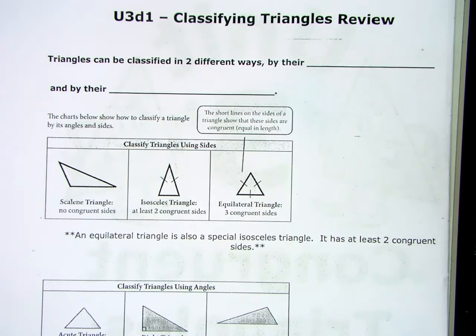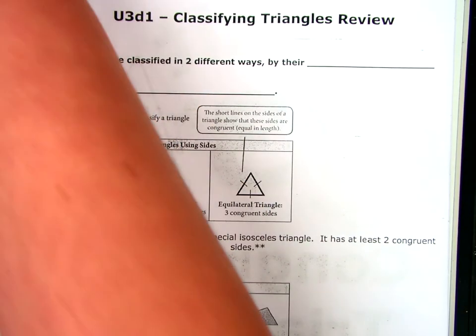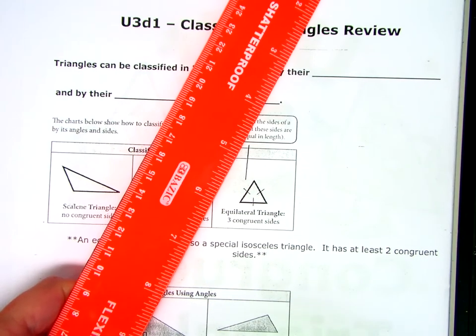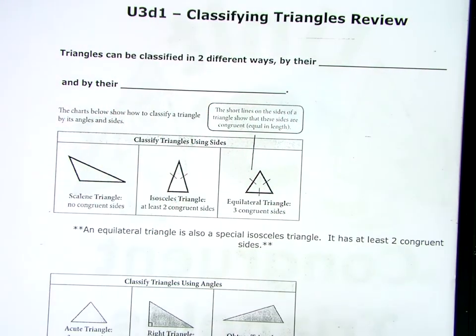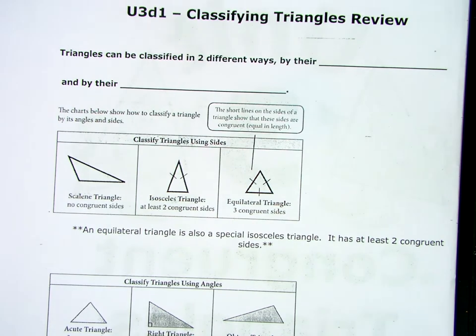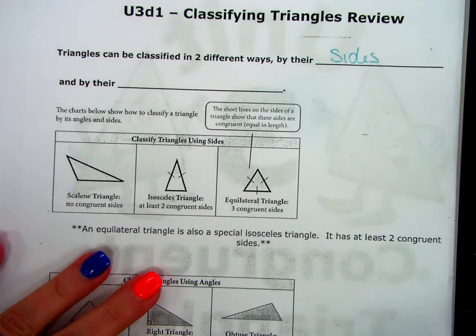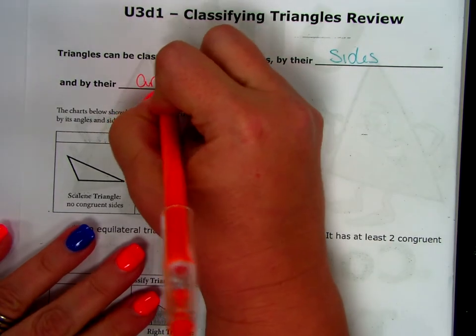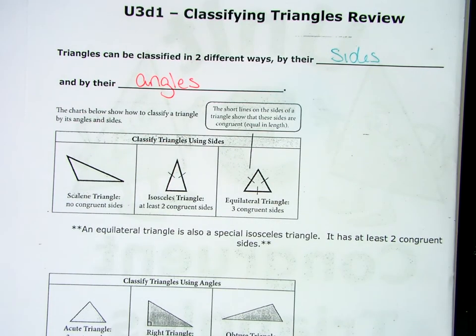You measure one with this, and you measure 3 of the things you can measure with this, and you measure 3 of the things you can measure with this. Sides and angles, right? So when we classify triangles, triangles can be classified in 2 different ways. They can be classified by their sides, and they can be classified by their angles.